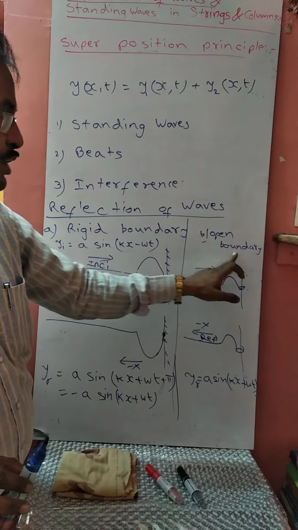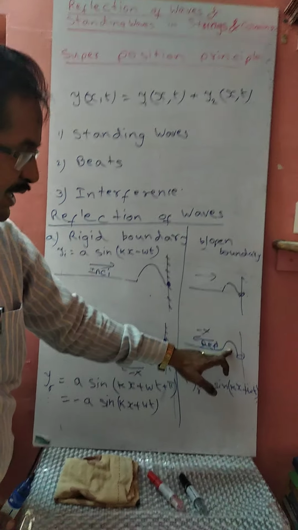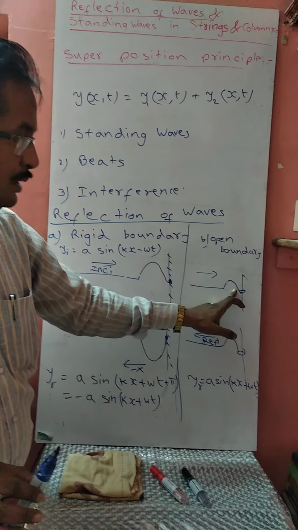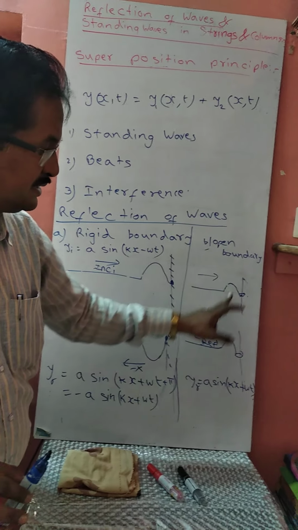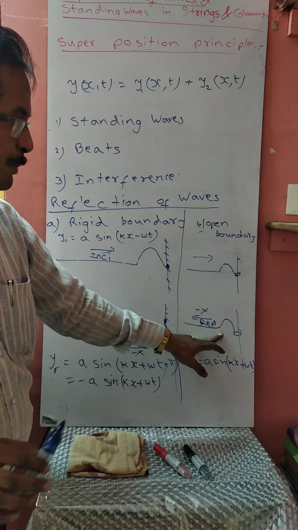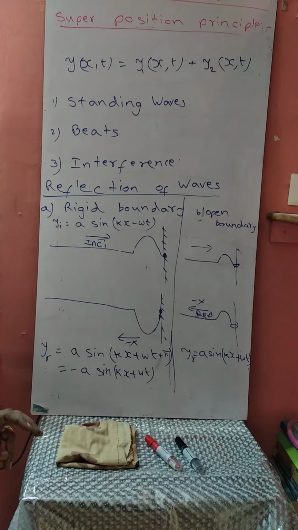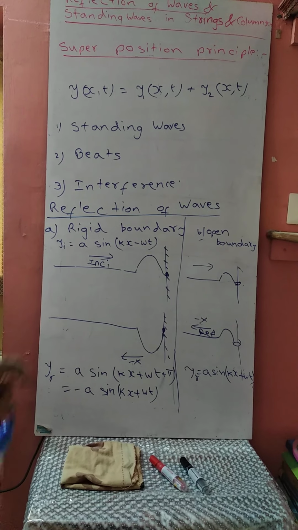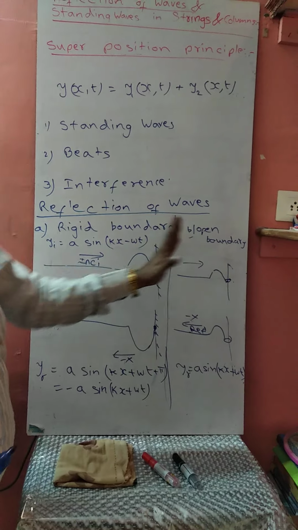And at the open boundary, if these two waves superpose, both are in phase, so the resultant amplitude becomes maximum. So at the open boundary, whenever the incident and reflected waves superpose, you get the maximum amplitude position. We are going to call it an antinode, and in the next topic you are going to study about it. So, reflection of waves at rigid boundary and at open boundary.